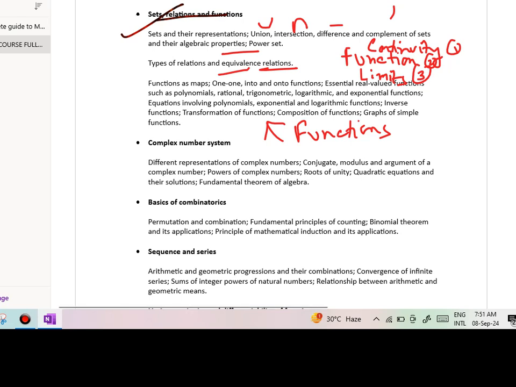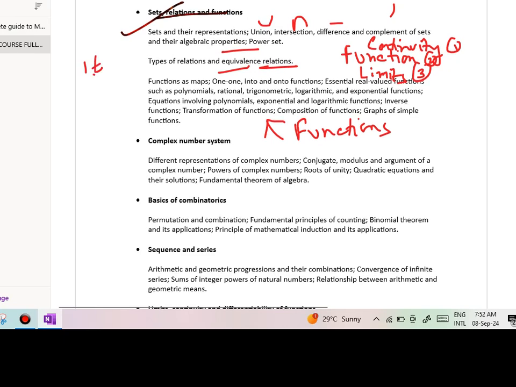Then you have limits and continuity. I will explain everything. For a limit, x tends to some value, and then there will be a question and you have to find the answer. This is the first part: sets, relations and functions.